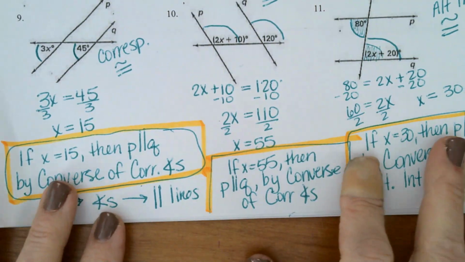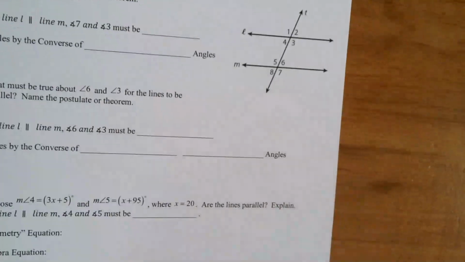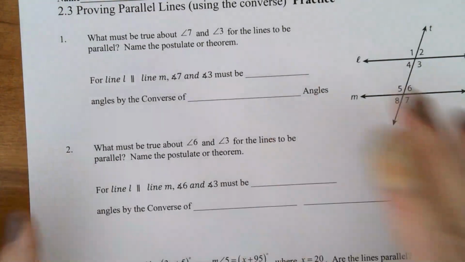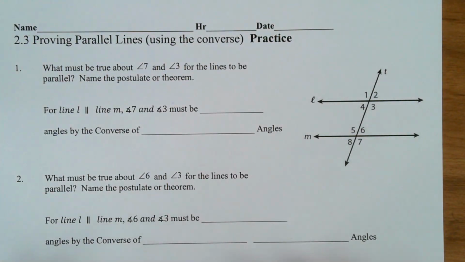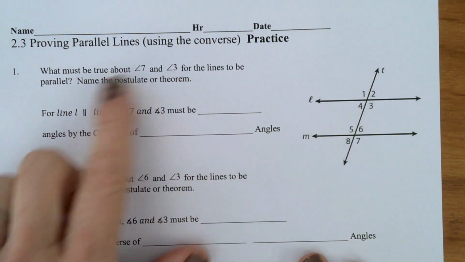Okay? All right, so you picked up a worksheet, correct? Let's take a look at it and just see if anybody has anything they need me to clarify before I turn you loose and have you work. In other words, does everything make sense on the page? Can you read the words and you understand the English language on the paper, right? We just want to make sure that it's worded correctly. Okay. So here it says, what must be true about angle 7 and angle 3 for them to be parallel?